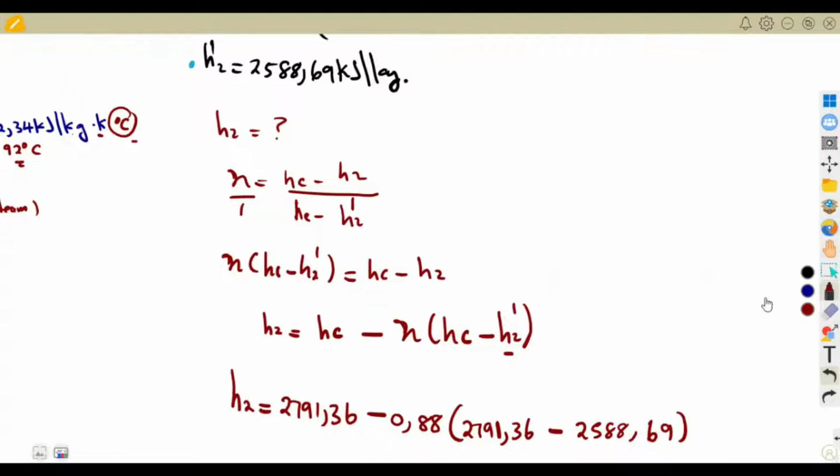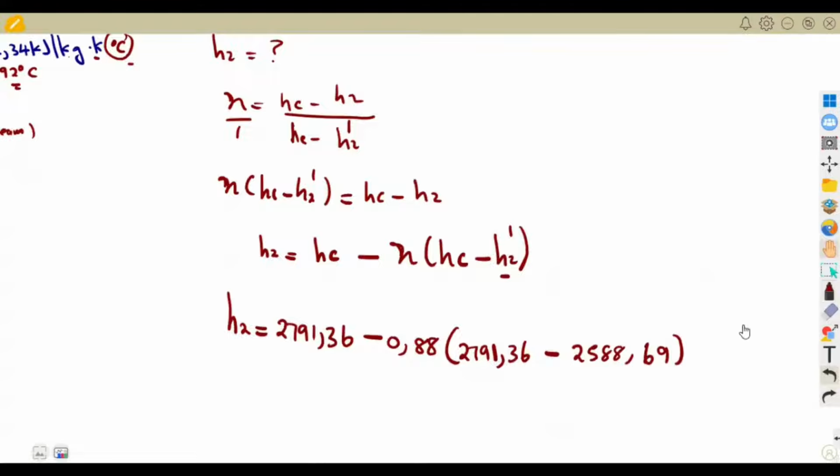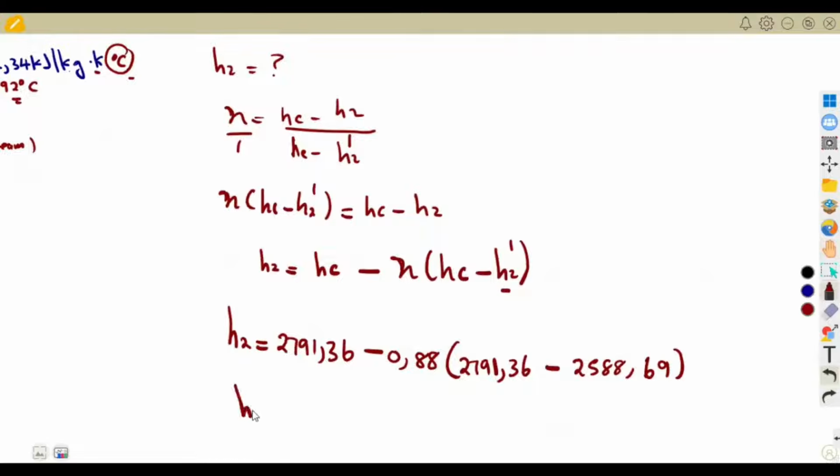2588,69. So that is how you're going to calculate your H2. So that is how we can play around with this information. And our H2 there was going to be 2613,010204, so it's going to be a 0 there, kilojoules per kg. This is now the actual value. So you must be very, very careful there.